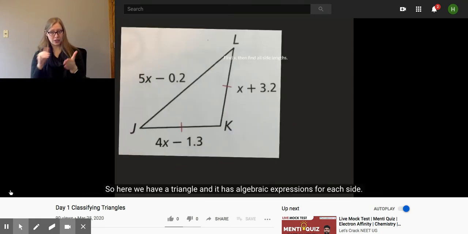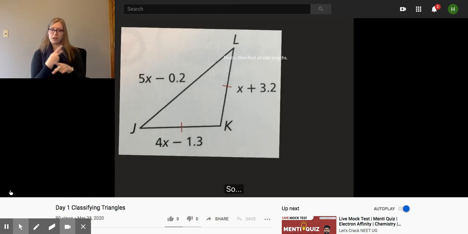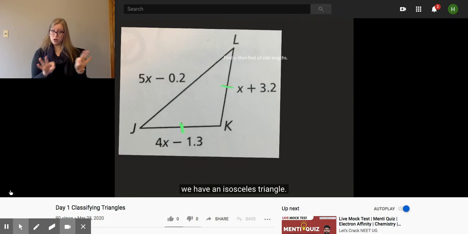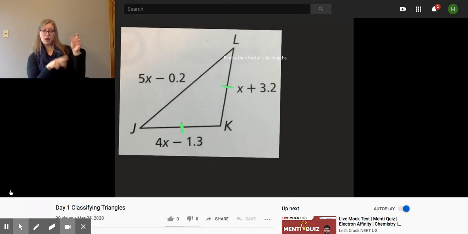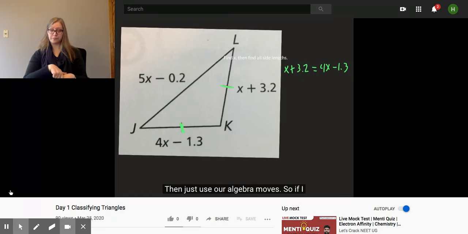So here we have a triangle, and it has algebraic expressions for each side. And we're instructed to find the value of x, and then what are the side lengths for all three sides. So the key here is to notice that this side and this side are congruent. So we have an isosceles triangle. Therefore, we can set up this equation: x plus 3.2 is equal to 4x minus 1.3.